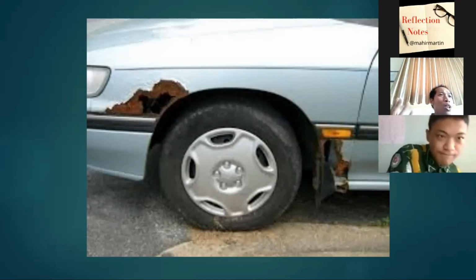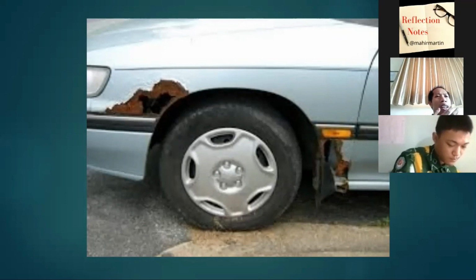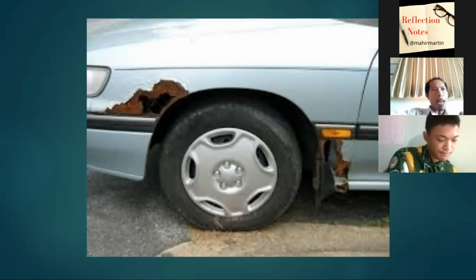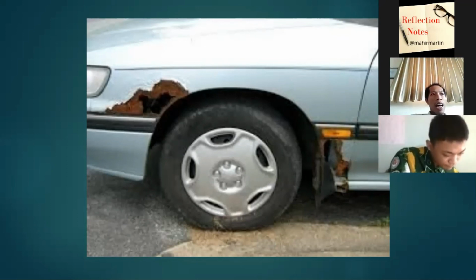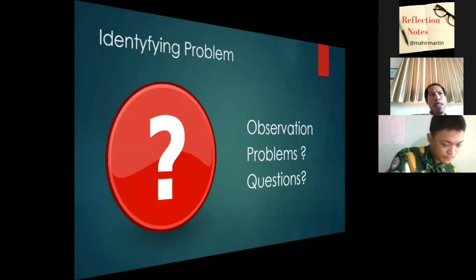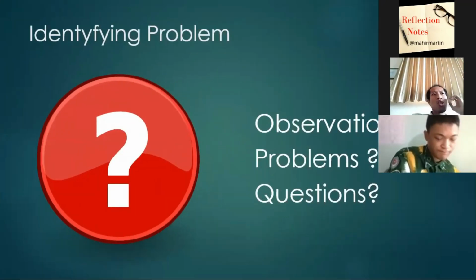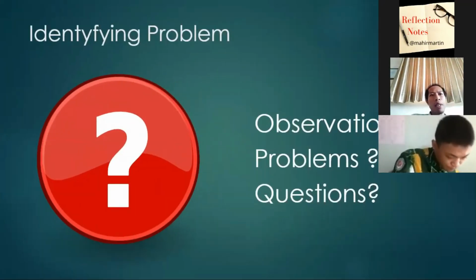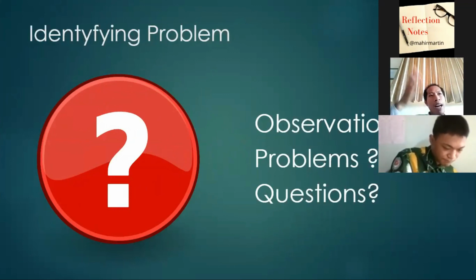And I have to know what is the reason. What is the cause? Why is my car rusting? What's the problem with this? So this is what we ask ourselves, and we have to find the answer. Actually, what you do is the first step of the scientific method. What is the first step of the scientific method? Identifying the problem.